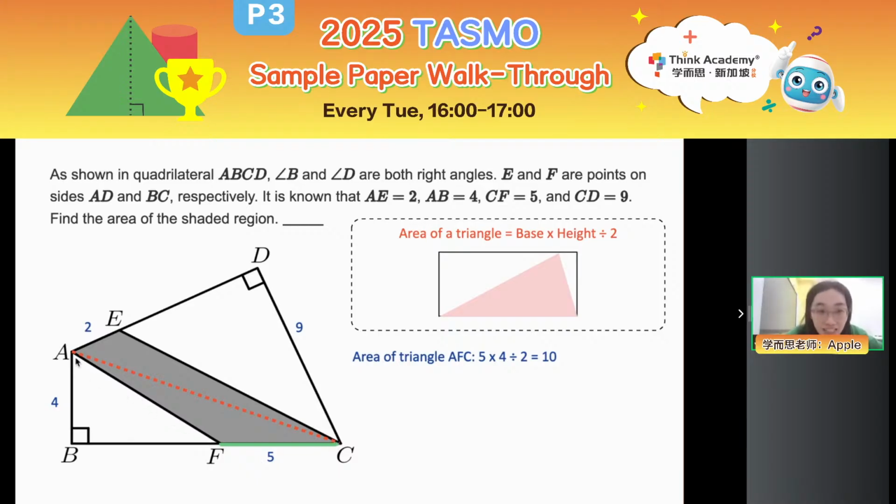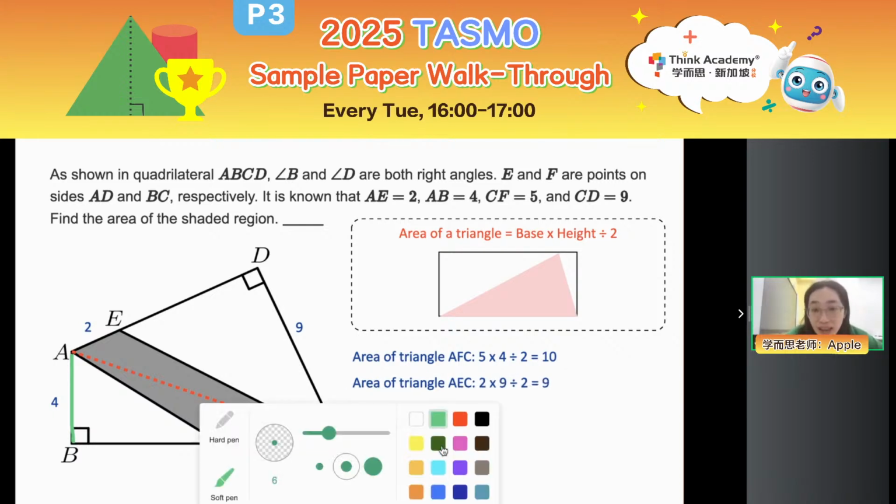And then what is the height? Remember that for the height, it is always the right angle. So here, actually, you see, the height should be 4. Then what is the area? It is 5 times 4 divided by 2.